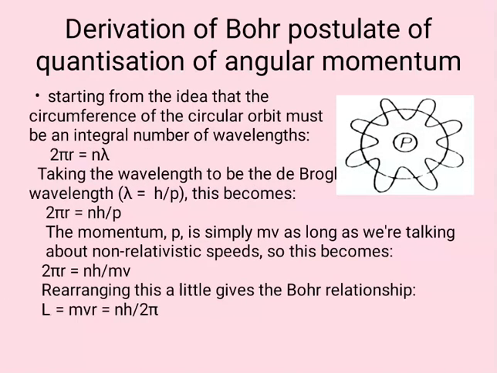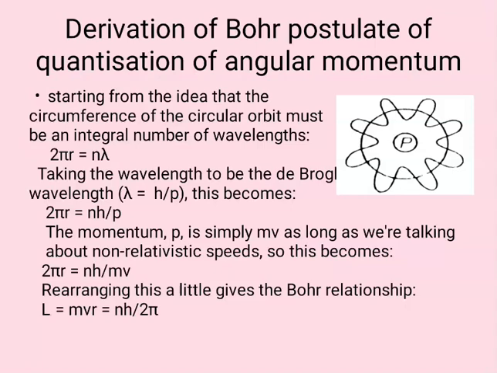Coming to the last, that is the derivation of Bohr's postulate of quantization of angular momentum. When we talked about Bohr's model, we said mvr, that is angular momentum, is always a whole number multiple of h upon 2 pi. That is, mvr is always equal to nh upon 2 pi. Now it can be derived.